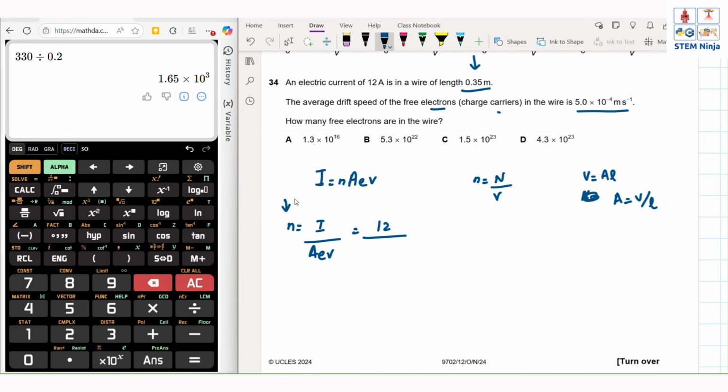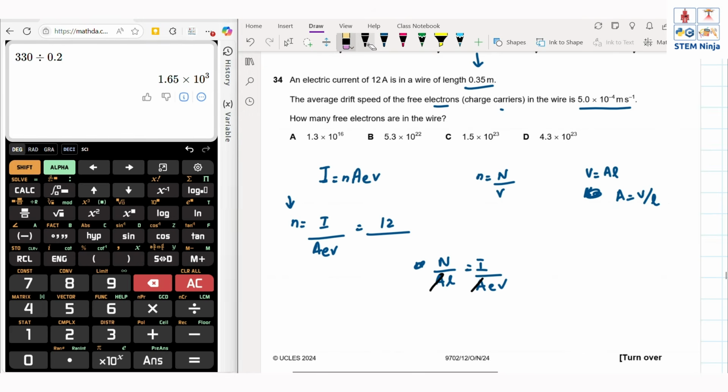Oh, we can substitute this over here. Never mind. So we have N over V, which is AL over here, equals I over A E V. So the A and A get cancelled out. So this means that N can be found by I times L over E V.